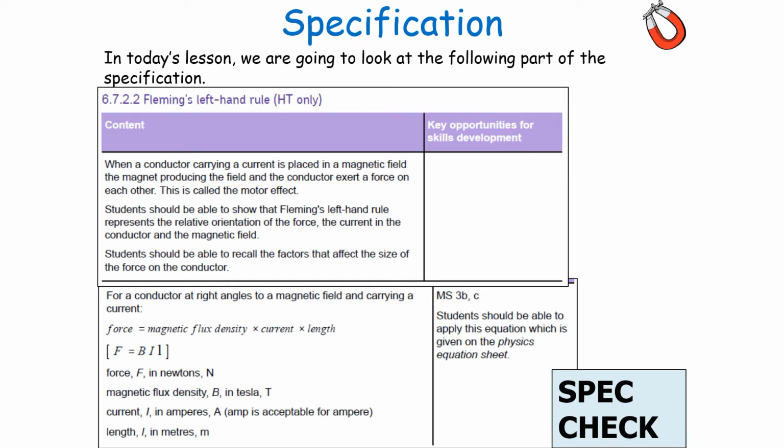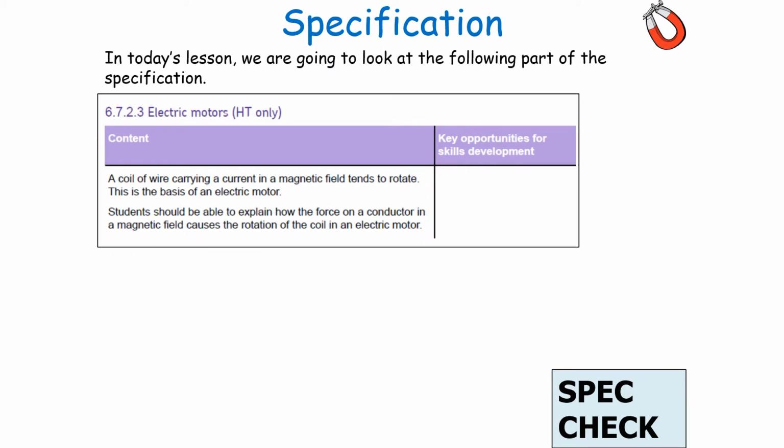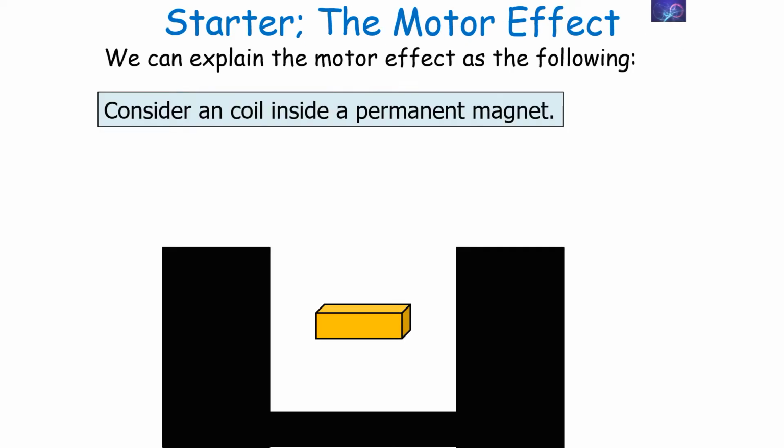If we are successful in today's lesson, we will understand the following parts of the GCSE Combined Science Physics specification: 6.7.2.2, Fleming's left-hand rule, which is higher tier only content, and 6.7.2.3, electric motors, which is also higher tier only content. Now we can explain the motor effect as the following.